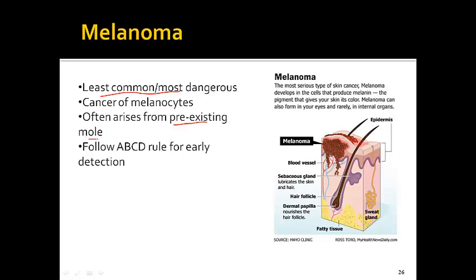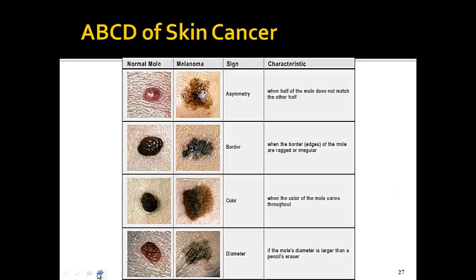We're going to talk about the ABCD rules, but first I want you to take a look at melanomas right here. Notice the epithelium is in purple, the dermal is in light pink, and remember that the melanocytes are hanging right here at the stratum basale layer. The melanoma again is cancer, so cancer's high mitosis rate. And here are the ABCDs of skin cancer.